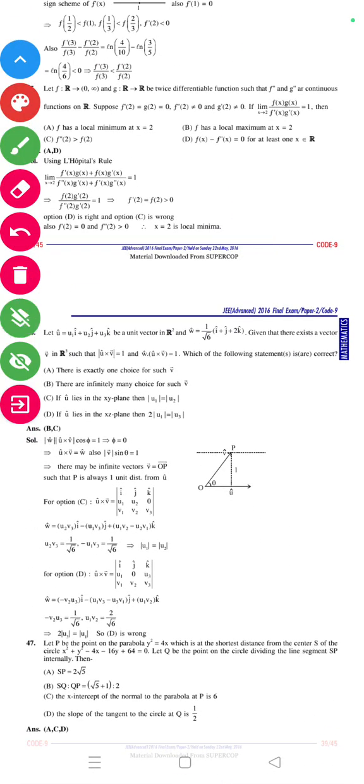The next question is: let f: R → (0, ∞) and g: R → R be twice differentiable functions such that f'' and g'' are continuous functions on R. Suppose f'(2) = g(2) = 0, f''(2) is not equal to 0 and g'(2) is not equal to 0. If the limit of f(x)g(x) over f'(x)g'(x) as x tends to 2 equals 1, then by L'Hopital's rule, the limit as x tends to 2 of [f'(x)g(x) + f(x)g'(x)] / [f''(x)g'(x) + f'(x)g''(x)] is equal to 1.